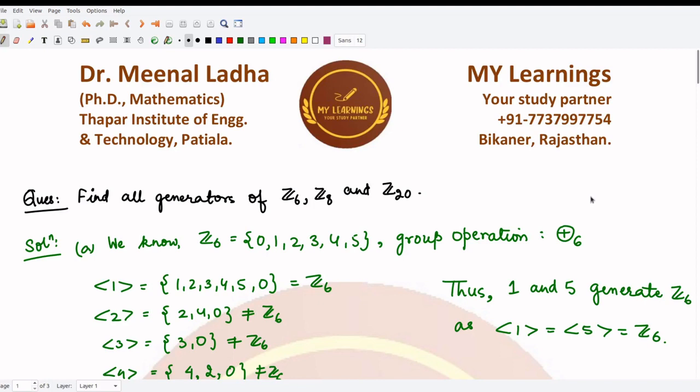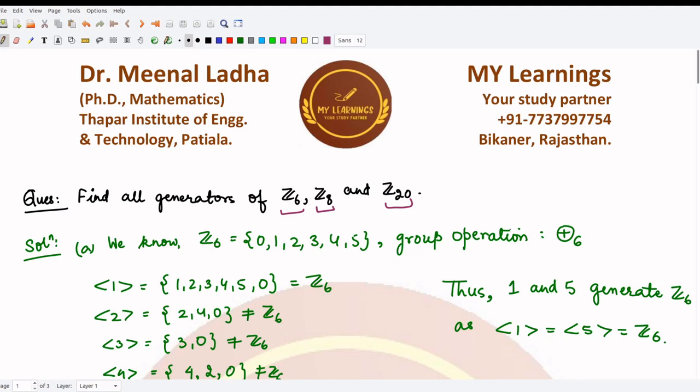In this video, we'll be solving this question which states that find all the generators of these three groups Z6, Z8 and Z20, right? So let's first of all start with Z6. It is the group which contains the elements which are less than 6, right? All the elements starting from 0 up to 5 are present here. Here the group operation is addition modulo 6, correct?